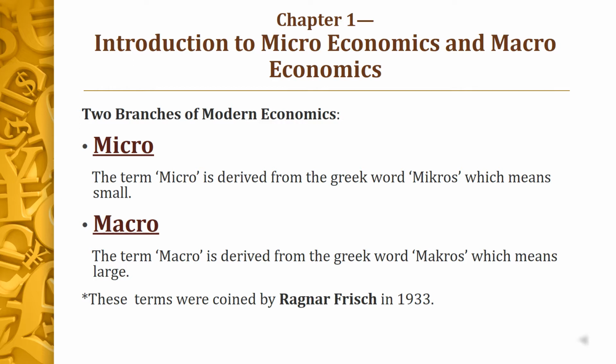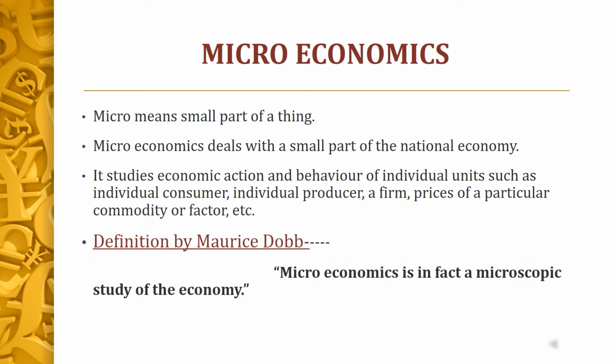Microeconomics and macroeconomics are the two main branches of modern economics. The term micro is derived from the Greek word mikros, which means small or a millionth part. The term macro is derived from the Greek word makros, which means large. These terms were coined by Professor Ragnar Frisch in the year 1933. We'll begin with microeconomics today.